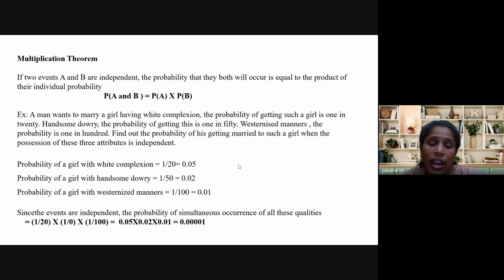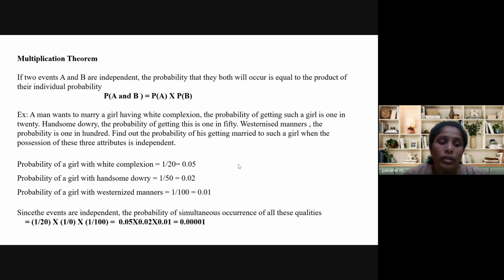Suppose if these attributes are mutually exclusive, then you would use the addition theorem. But these are not mutually exclusive. Why? Because maybe white complexion is there and that girl also has a westernized manner. You can expect both attributes in a single person, right? You can't say those two attributes are impossible in a single person. That's why these may be independent but they are not mutually exclusive. So we are using the multiplication theorem in this problem.